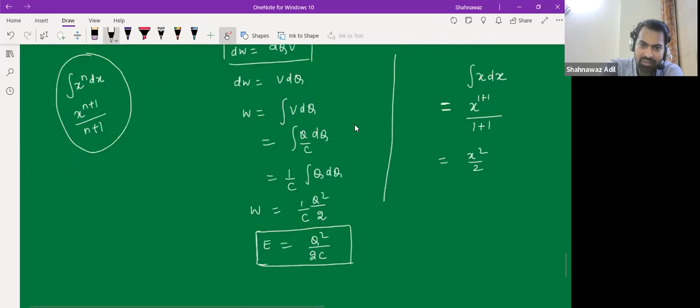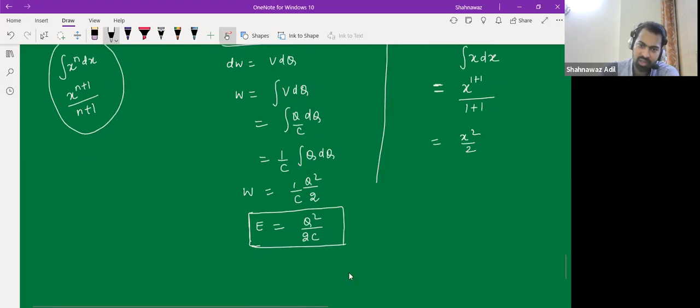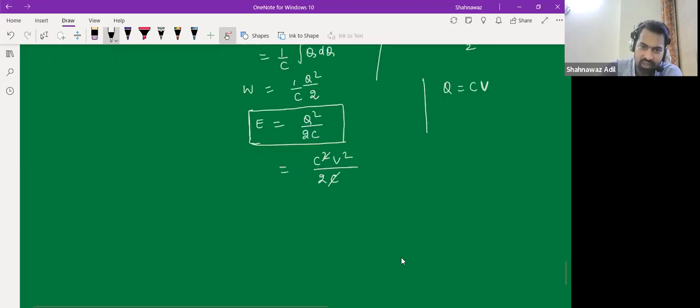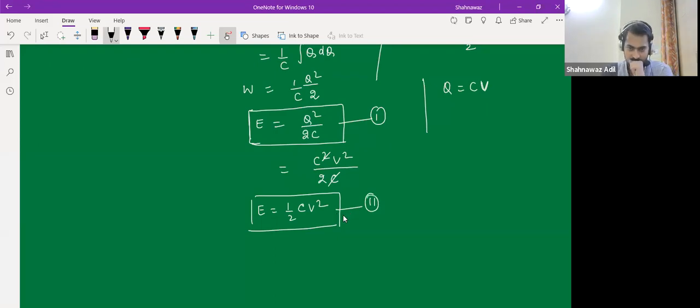Okay, so we have calculated the energy stored in the capacitor, and we can write Q as what? So we can write Q as CV. Okay, so Q square by 2C would be how much? So this is C square V square by 2C. So C cancel. And we have energy equal to half CV square. So this is the other form. This one is the one form, this is the other. And we can also write C as Q by V.